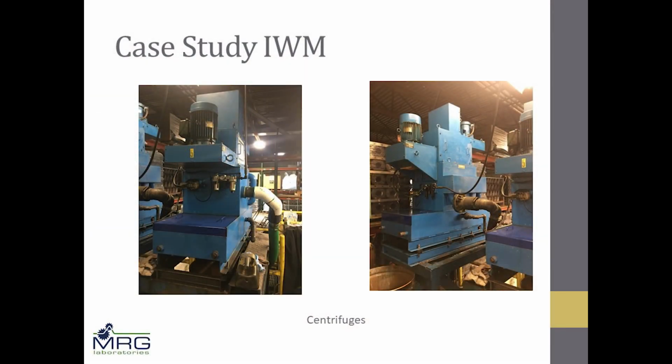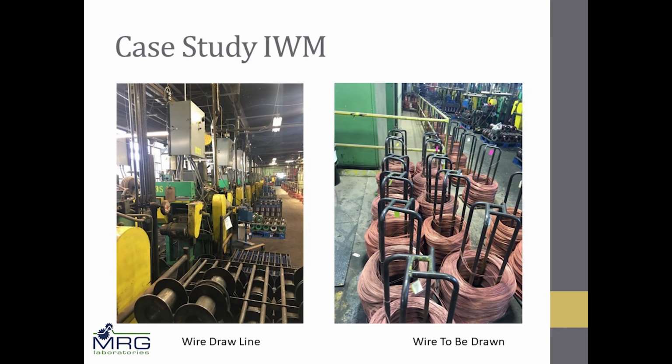These are the centrifuges that are spinning the sludge out of the oil. So they're able to collect that sludge and then help their oil. And then here's the lines that the oil is feeding.